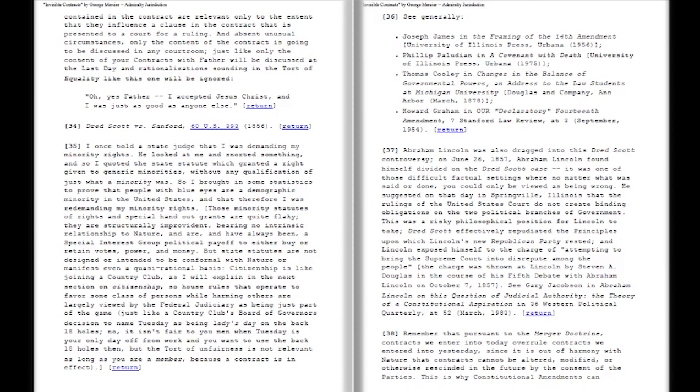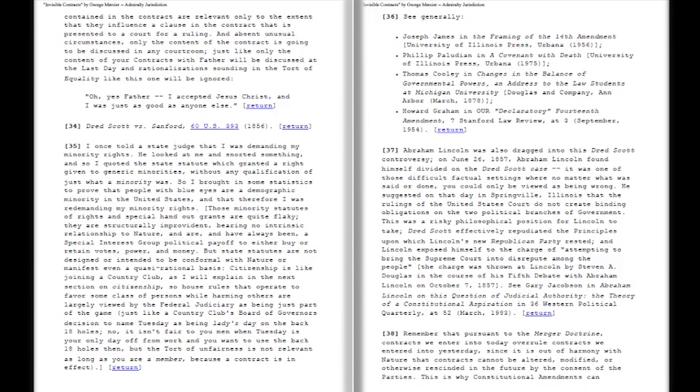Dred Scott effectively repudiated the principles upon which Lincoln's new Republican Party rested, and Lincoln exposed himself to the charge of attempting to bring the Supreme Court into disrepute among the people. The charge was thrown at Lincoln by Stephen A. Douglas in the course of his fifth debate with Abraham Lincoln on October 7, 1858. See Gary Jacobsohn, Abraham Lincoln on this question of judicial authority, the theory of a constitutional aspiration, in 36 Western Political Quarterly, at 52, March, 1983.